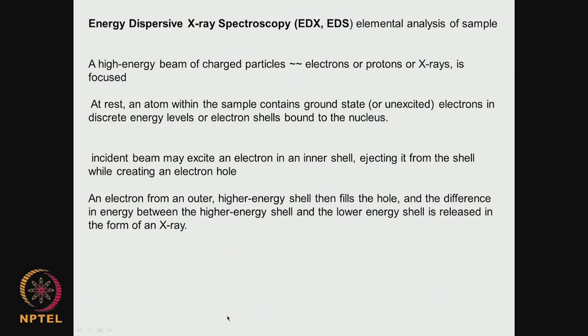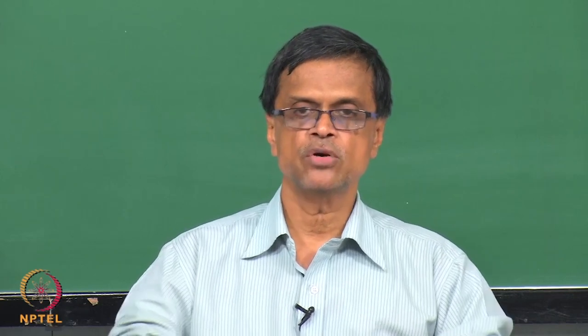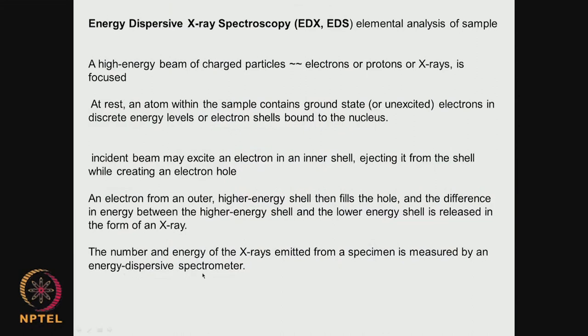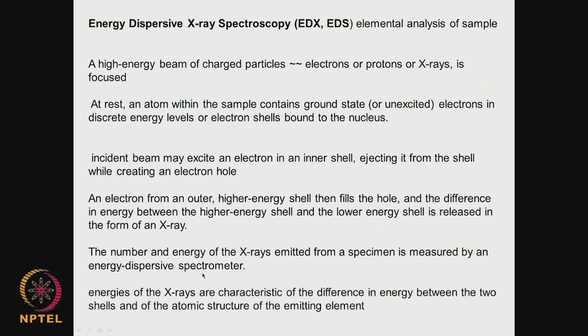So, what do you do? You focus a beam of electrons. It excites the electrons at the innermost shell, ejecting it from the shell, so it creates an electron hole. So an electron from an outer, that is higher energy shell, fills this hole. Now this difference in energy is liberated in the form of an X-ray. That X-ray tells you, because it's a measure of the difference in energy, which is also a measure of the type of element. The number and energy of the X-rays emitted from a specimen is measured by an energy dispersive spectrometer. This is how you can measure the composition of various elements present on the surface.